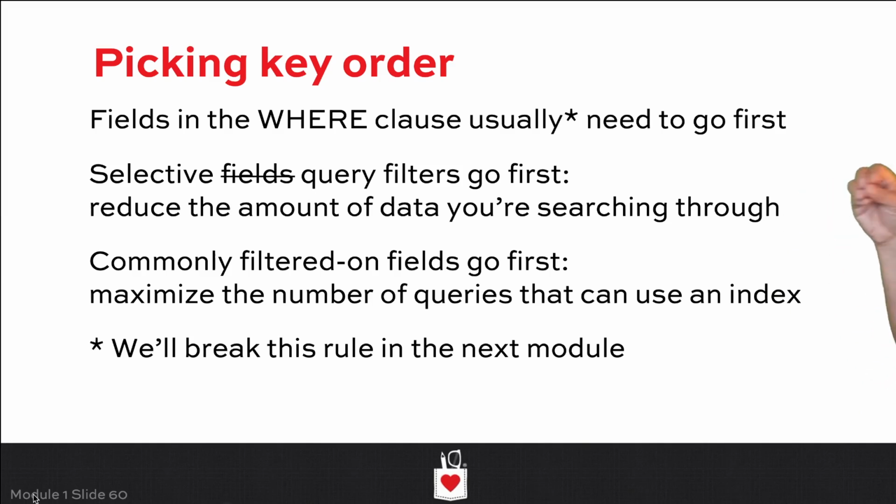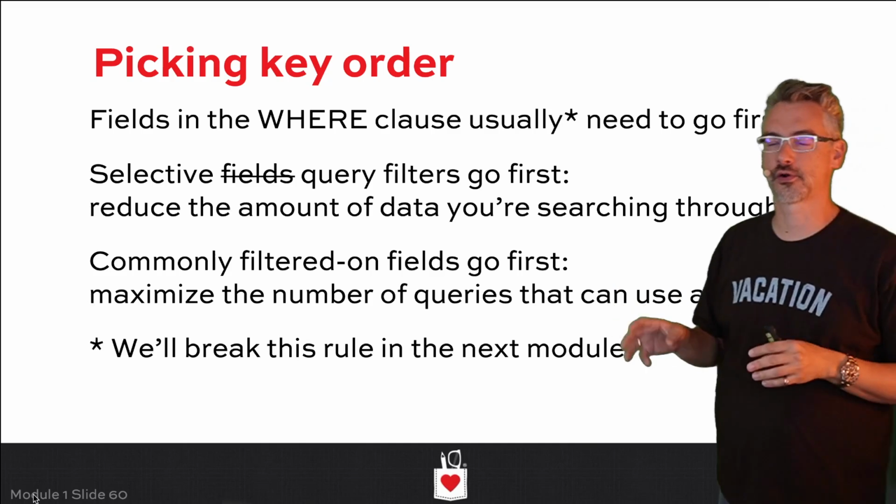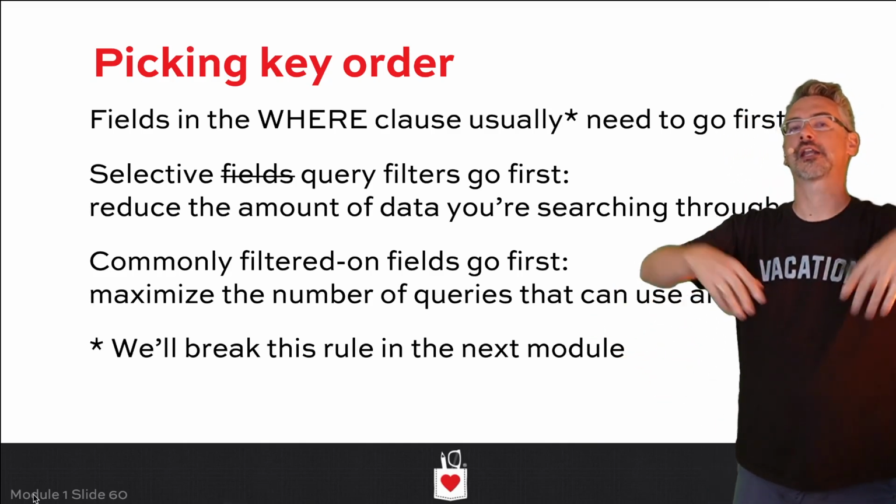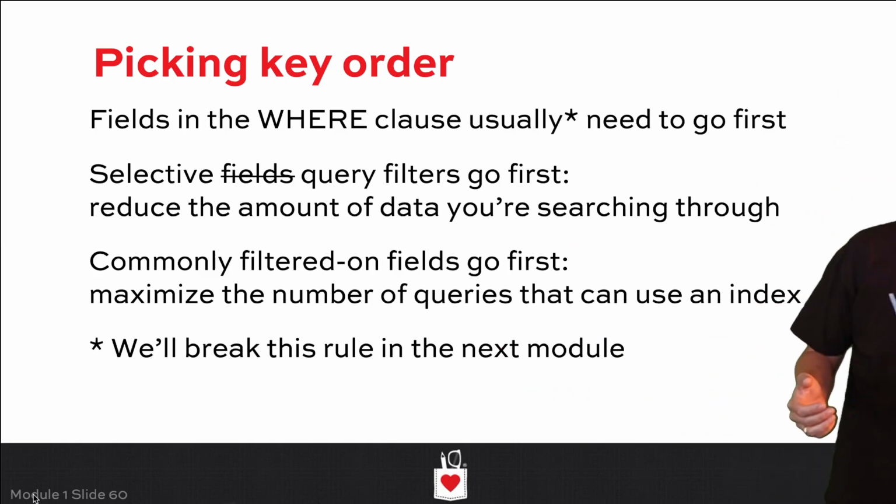Generally speaking, selective query filters go first. Selectivity has nothing to do with the contents of the table. It has everything to do with the uniqueness of what you're searching for in your query. Generally speaking, the columns that you filter on most should go first, so that as few indexes as possible can help as many queries as possible.